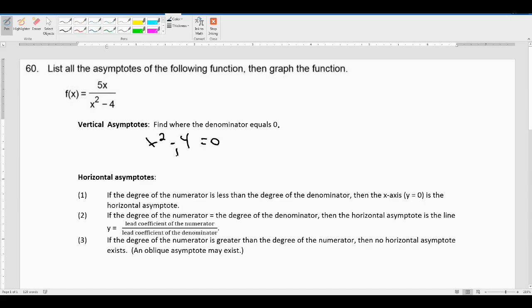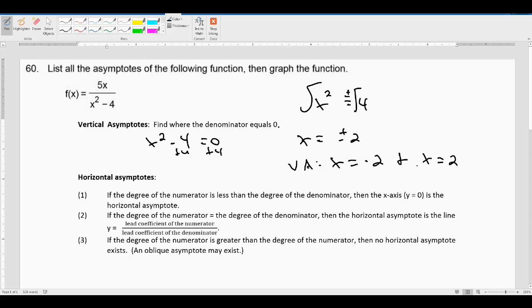The way I solve this is I like to add 4 to both sides. We get x squared equals 4. And then I like to square root both sides. Remember, when you square root both sides, it's plus or minus. So we get x equals plus or minus 2. That means your vertical asymptotes are x equals negative 2 and x equals positive 2.